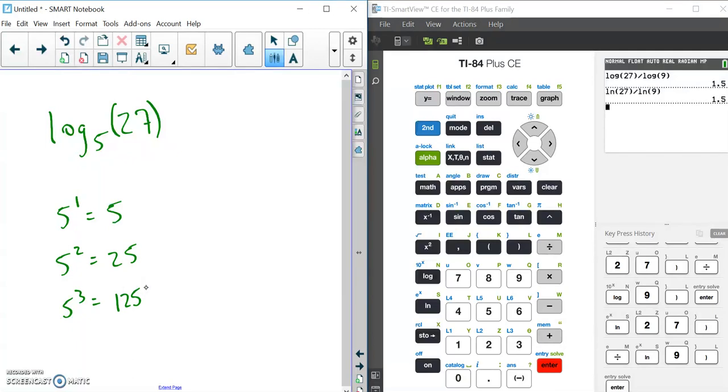So I'm guessing that log base 5 of 27 lies in between 25 and 125. If I had to guess, I'm going to guess that this is a little bit bigger than 2. It has to be somewhere in between 2 and 3, because the answer to a logarithm is an exponent. So it has to be a little bit bigger than 2, and it has to be less than 3. I'm going to guess that it maybe is like 2.1-ish.